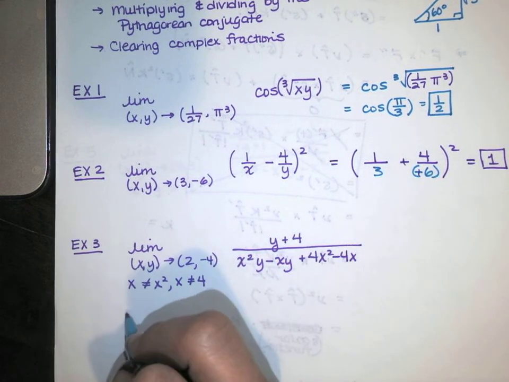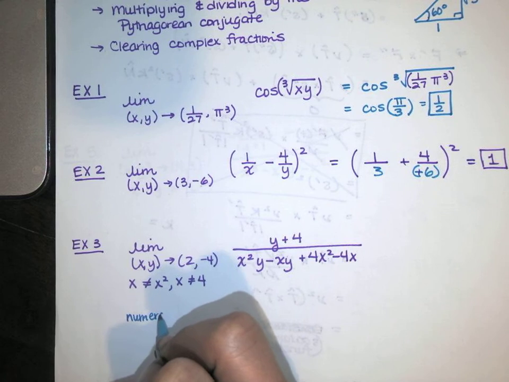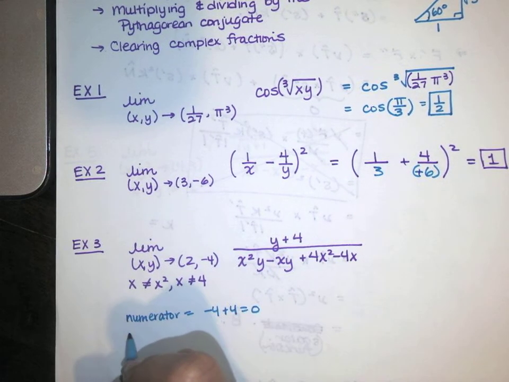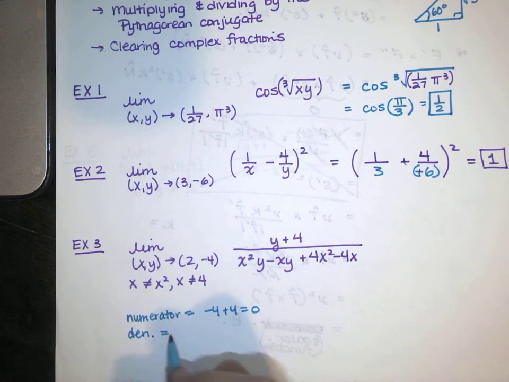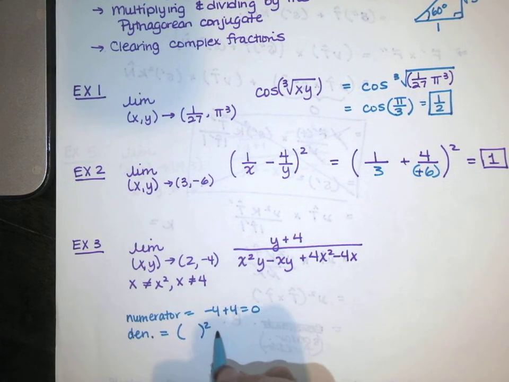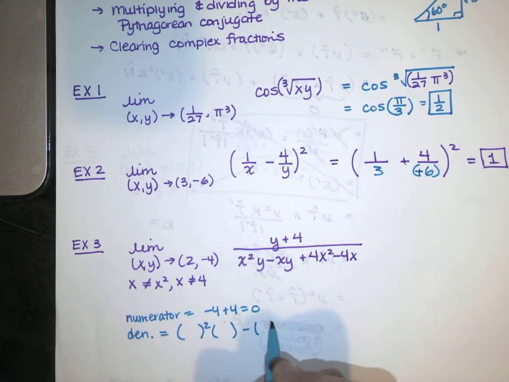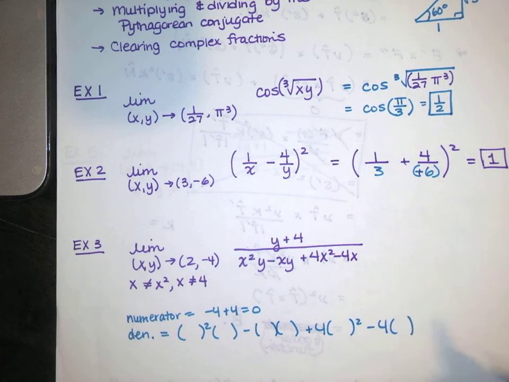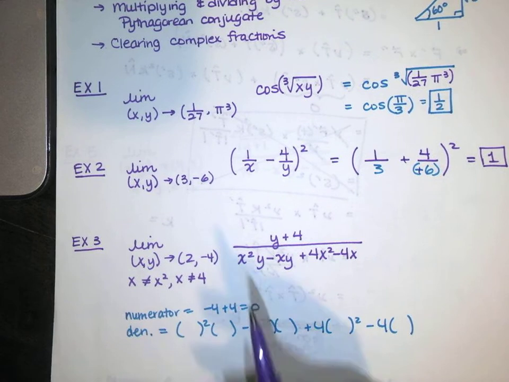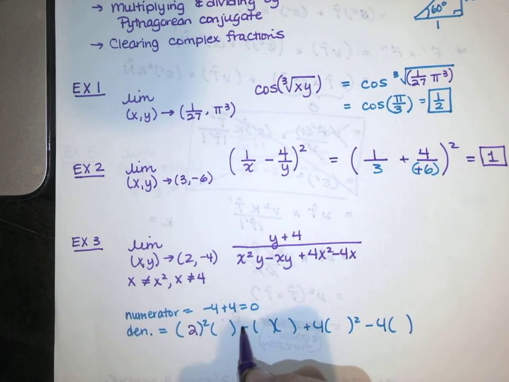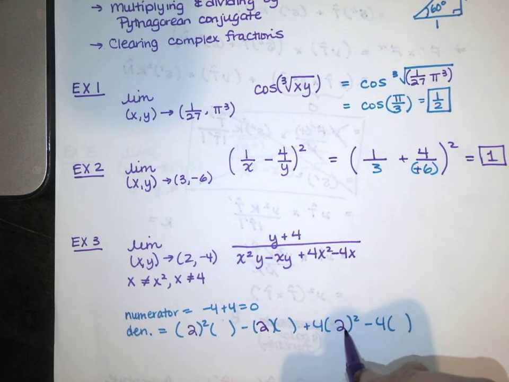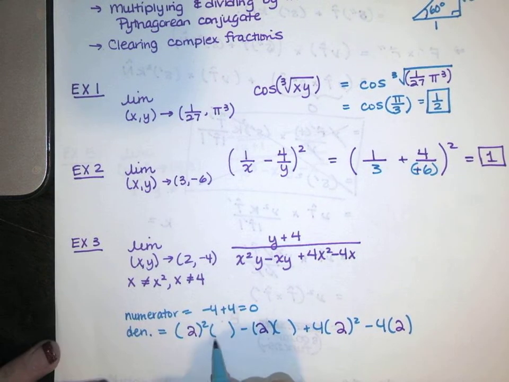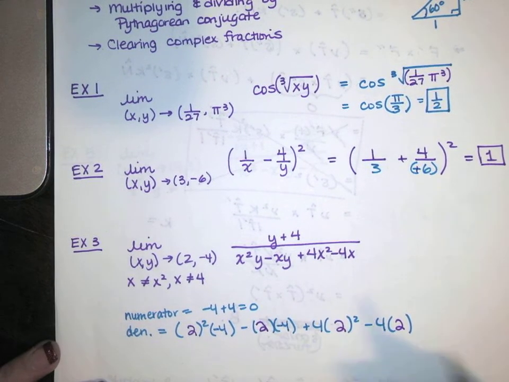So I'm just going to do the math. I'm going to work out the numerator. So I've got -4 plus 4 is 0. And the denominator, that's x squared times y minus x times y plus 4 times x squared minus 4 times x. I'm replacing all the x's with 2's. So that's 2 squared, minus 2, 2 squared, and 2. And I'm replacing all of the y's with -4. So that's a -4, and that's a -4.